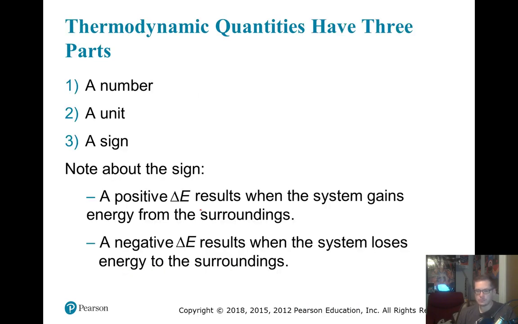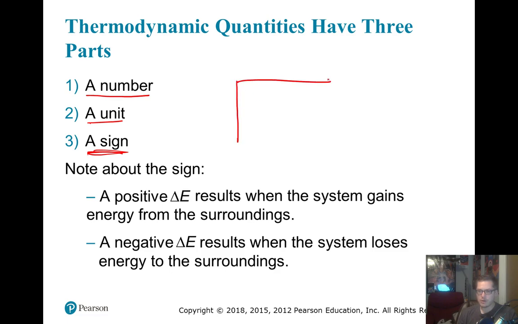All right. So thermodynamic quantities have three important parts. It's got a number, which tells you the magnitude. It's got a unit, which tells you what it's measuring. And then the sign. Now this is the new part. You're used to working with numbers and units, but the sign in thermodynamics is important. A positive delta E results when the system gains energy from the surroundings, and a negative delta E results when the system loses energy to the surroundings.